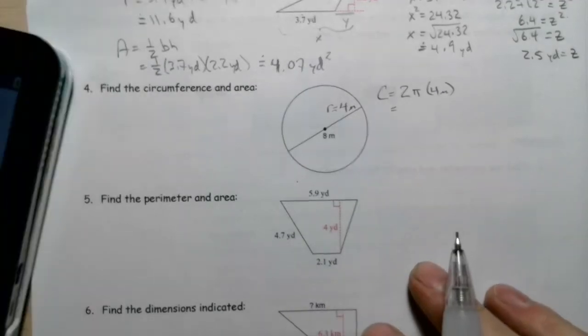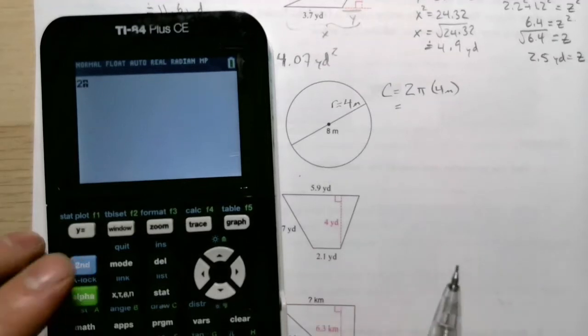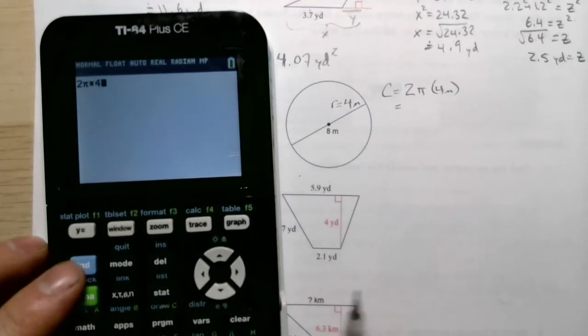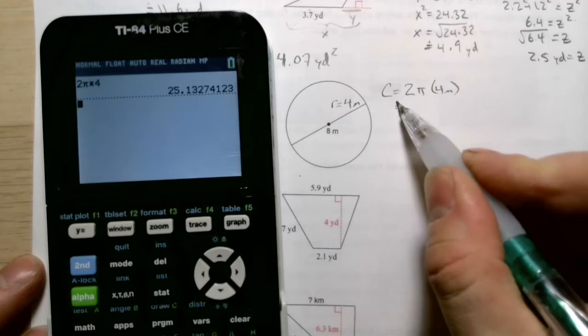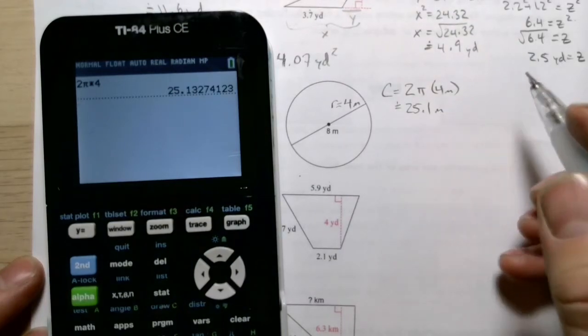Okay. Whoops, and I can just go to my calculator. Sorry, it slipped out of my hand there. So 2 times pi times 4. And we're getting approximately 25.1 meters.